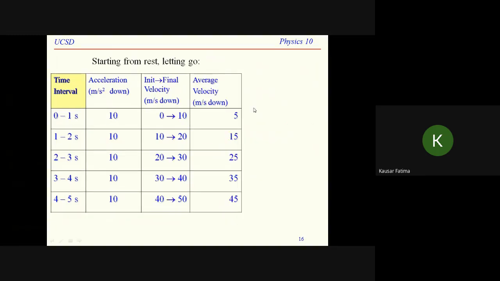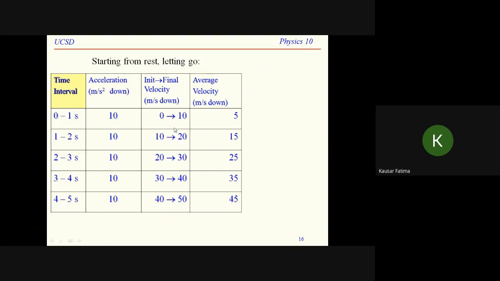Now again some more calculation. Acceleration constant, velocity initial 0, final after 1 second 10; initial 10, after 1 second 20. Then at 2 seconds velocity is 20, at 3 seconds velocity is 30, and at 4 seconds it is 40. From 4 to 5 it increases from 40 to 50.